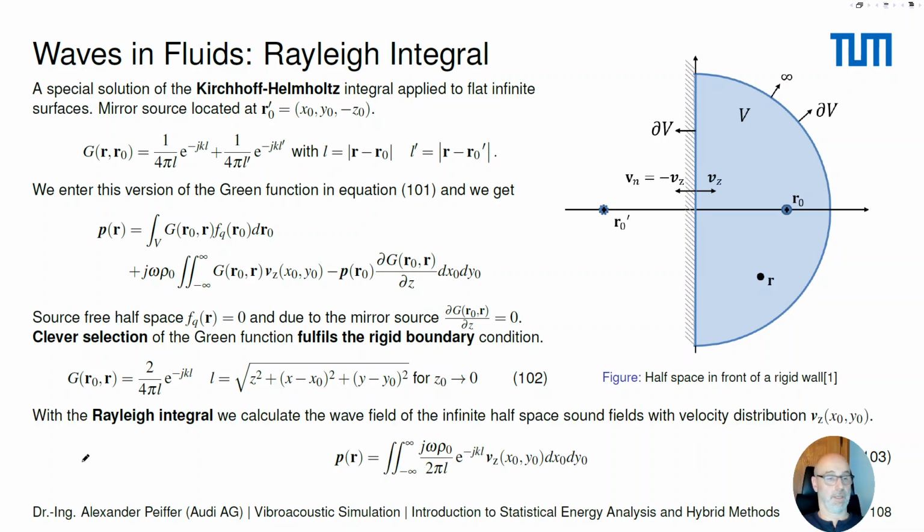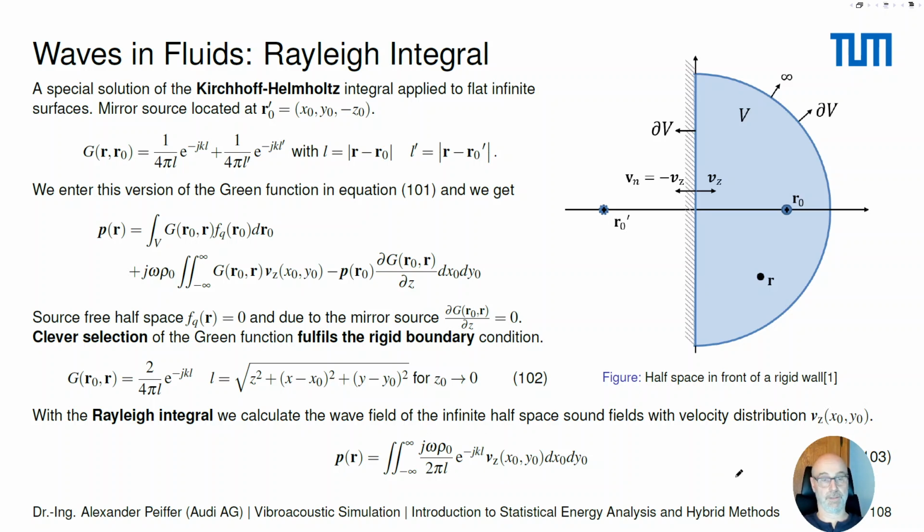That means at the end of the day we come out with a so-called Rayleigh integral, and this is a very practical formula for calculating the wave field of an infinite half space with a known velocity distribution at the surface, given by coordinates x0 and y0. For calculating the pressure field in the half space, we need a surface integration over our half space.